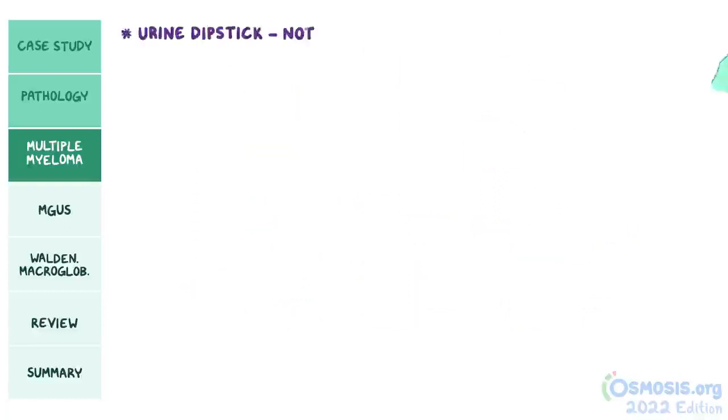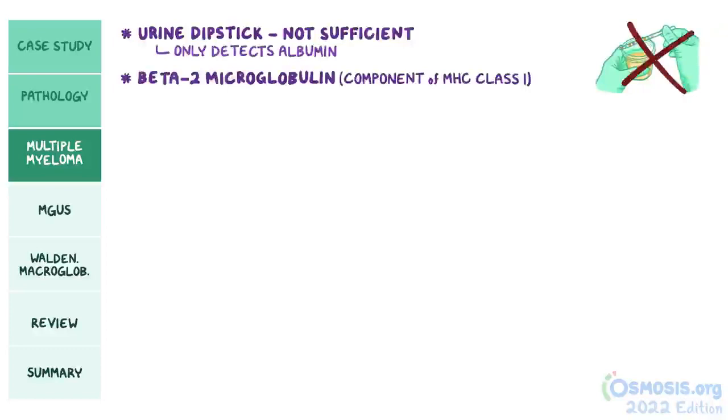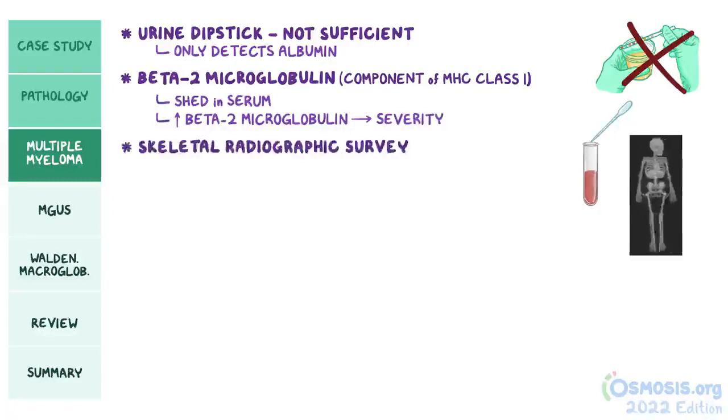A urine dipstick is not sufficient, as it only detects albumin. Also, beta-2 microglobulin, a component of the major histocompatibility class 1 antigens found on all nucleated cells, can be shed in the serum. Serum levels of beta-2 microglobulin are checked in multiple myeloma because the higher they are, the more severe the disease. Then, a skeletal radiographic survey should be done to look for punched-out lytic lesions.